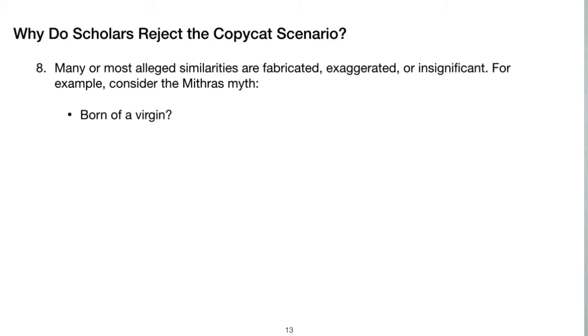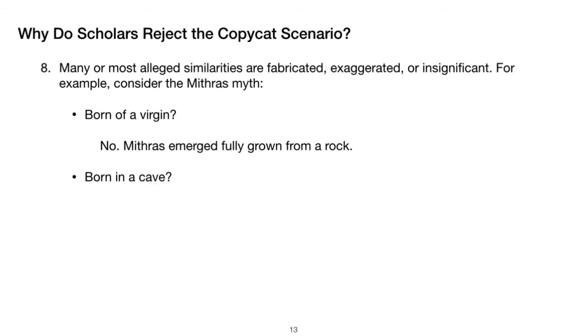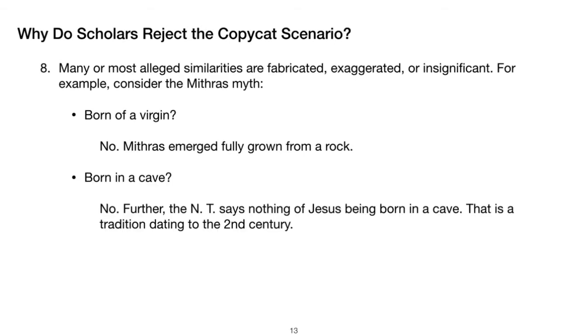So, for example, with Mithras, was he born of a virgin? Well, no. Mithras emerged out of a rock. It's not quite a virgin birth, right? So there's no virgin birth there. He emerged out of a rock, fully developed. He didn't come out as a child. Was he born in a cave? Well, no. There's no record in the mythology of his being born in a cave.